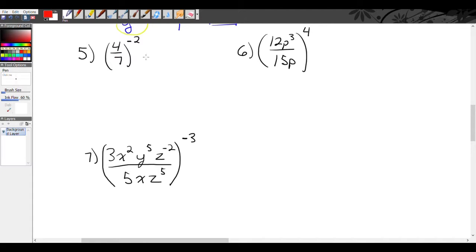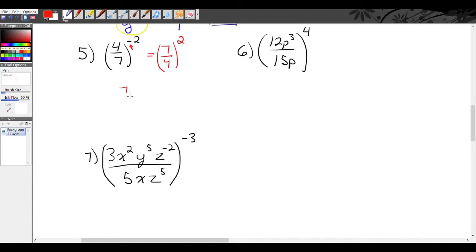Number 5, 4/7 to the negative second power. Some of us get a little confused because whenever you see fractions, you're like, oh no, it's a fraction, the world is coming to an end, but you don't need to do that. You already know what to do with a negative exponent. What does the exponent of negative 2 tell you to do? It tells you, get the reciprocal of this. What's the reciprocal of 4/7? 7 over 4. So now this becomes 7 over 4 to the second power.